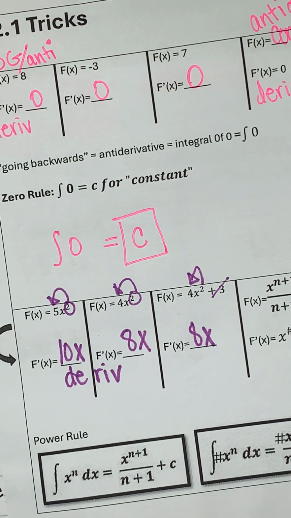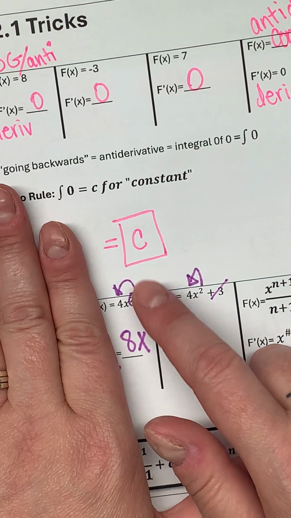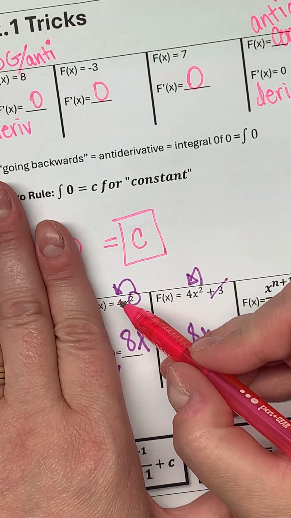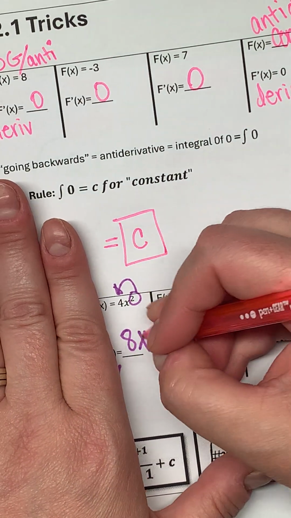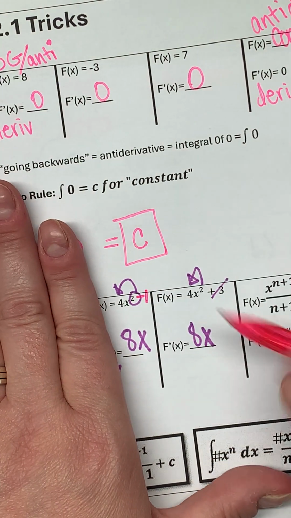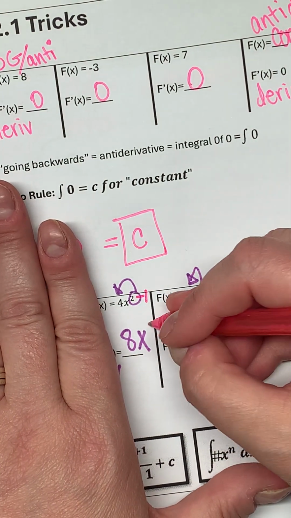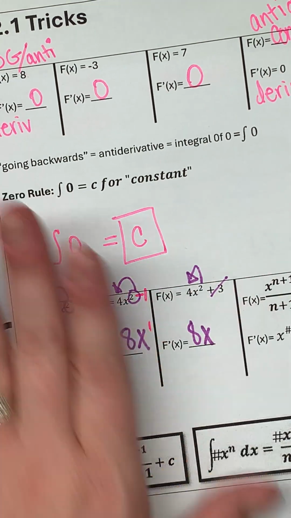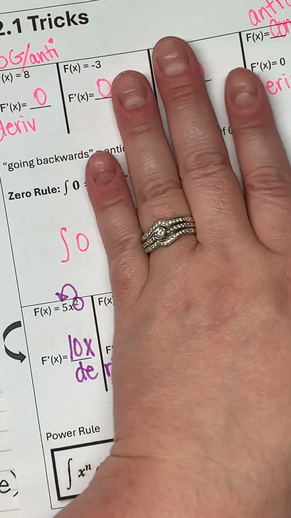Well, we know this. When you take the derivative, you subtract an exponent from your x. So that's why this 4x squared becomes 8x, because when you subtract 1, you get an exponent of 1. So that's the derivative rule. You subtract 1. Well, if you want to go backwards, let's look.